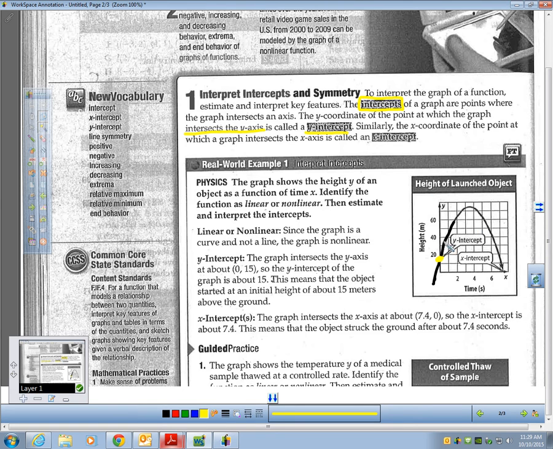There's a second important point a graph could cross. It's where we cross the x-axis, and of course that's called the x-intercept. So where a graph crosses the x-axis, that's called the x-intercept. And you can see on this picture that would be right here. Okay? So there's 3 vocabulary words right there. Here's one of them, intercept. An intercept is when our line crosses either the x or y axis. The y-intercept is specifically where my line crosses the y-axis, and my x-intercept is where it crosses the x-axis.